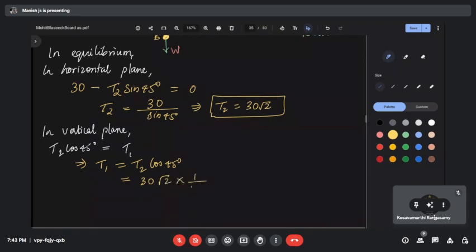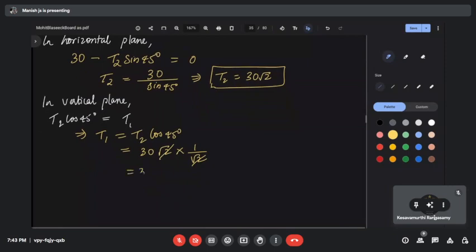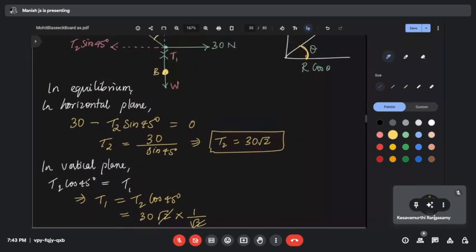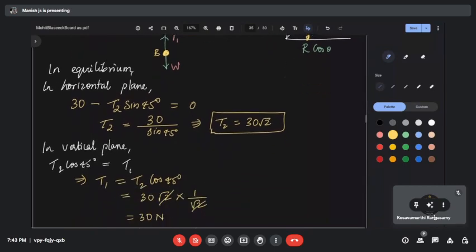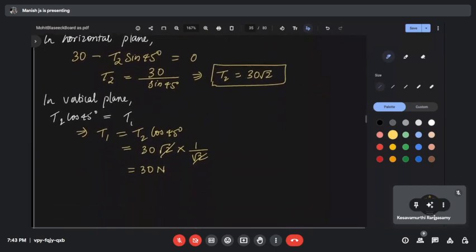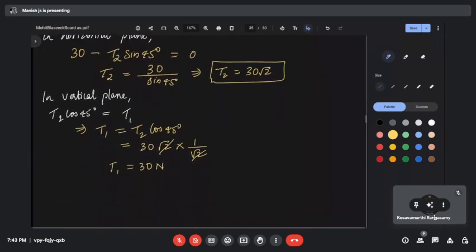Sir, vertical, the weight also acts, doesn't it, sir? Yes, and the weight is with respect to the ball, that B part. We have to do it part by part. First the string at the top, and then the relation with the weight at the bottom. Okay sir. So T1 we have found to be 30 newtons.